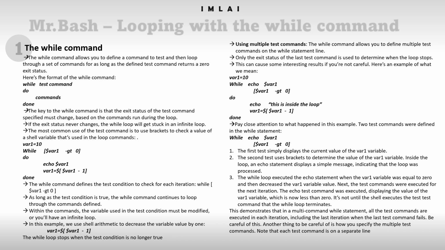So the while loop executed the echo statement when the var1 variable was equal to 0 and then decreased the var1 variable value. Next, the test commands were executed for the next iteration. So the echo test command was executed displaying the value of the var1 variable, which is now less than 0. It's not until the shell executes the test command that the while loop terminates.